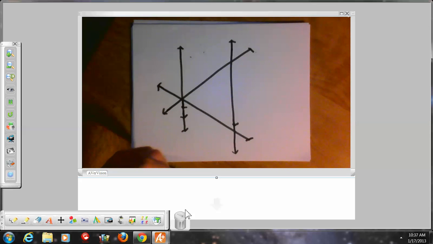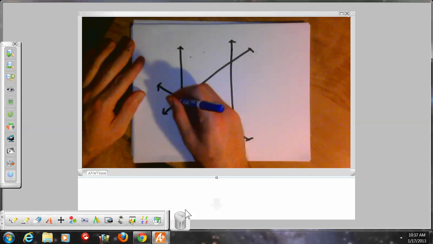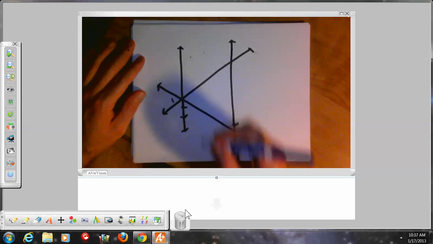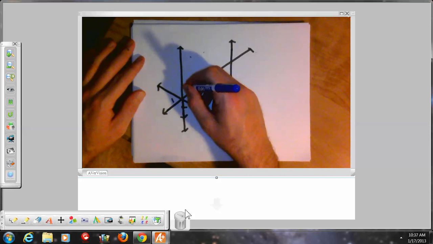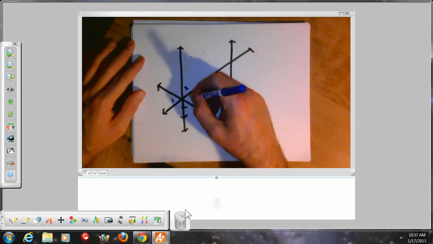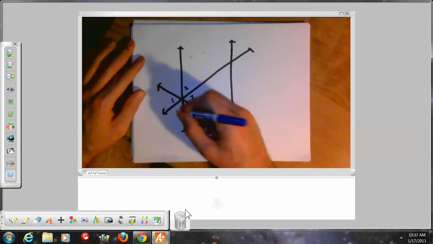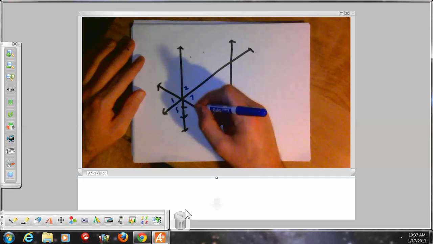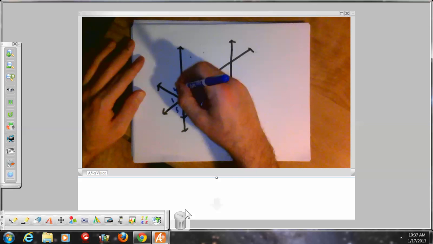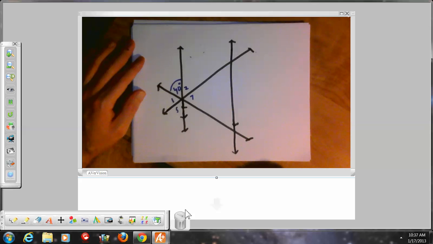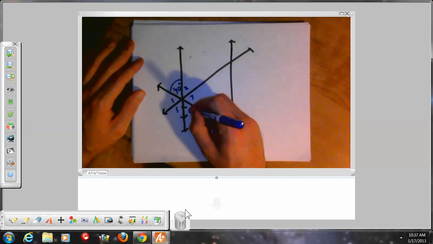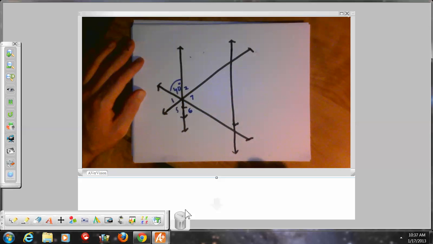And then we got to label our angles, and this is angle 1. I'll put the angles in blue. This is angle 2. This is angle 7. This is angle 5. This is 40 degrees. Over here, this is angle 6. We want to find the measure of all these angles.